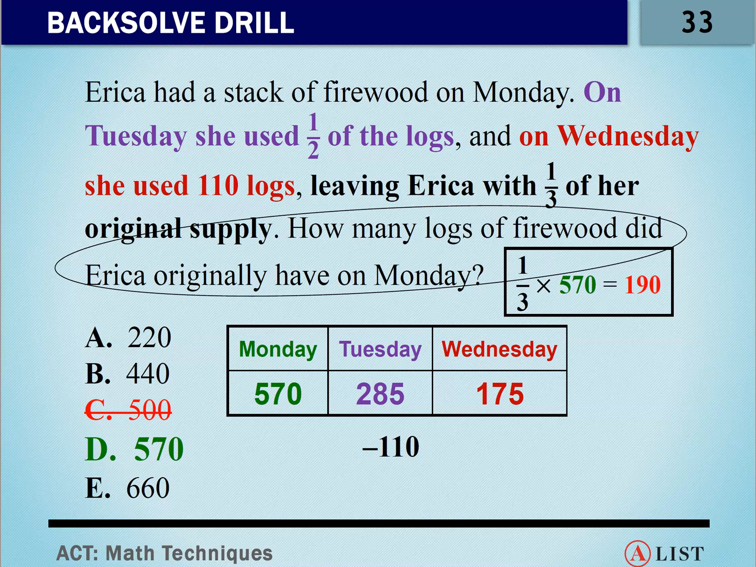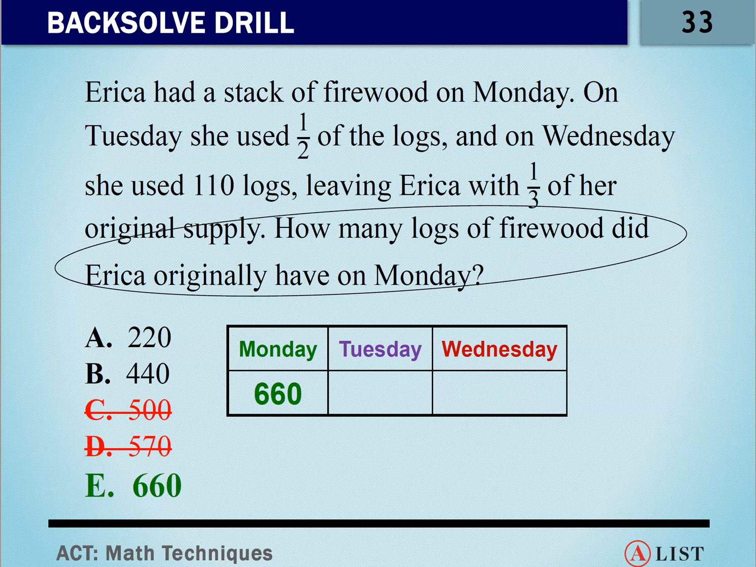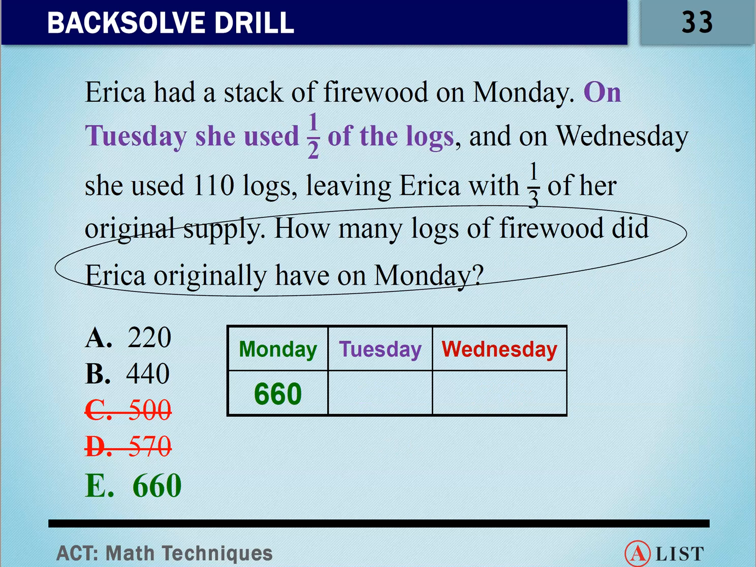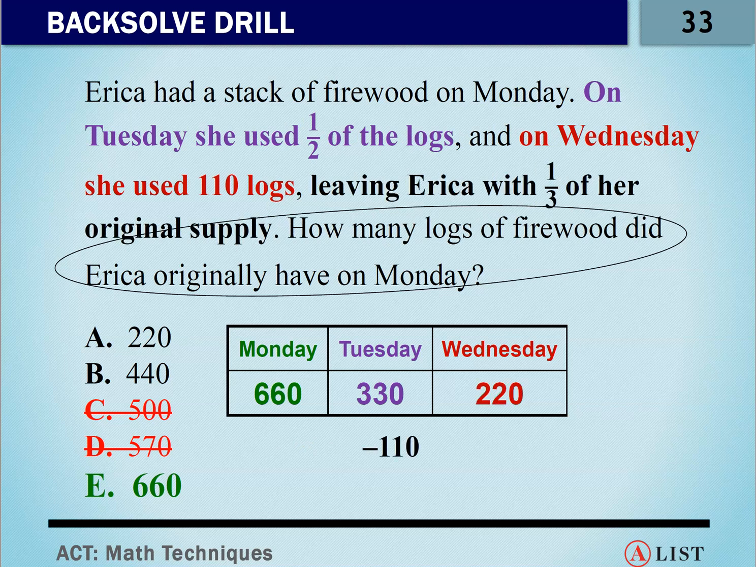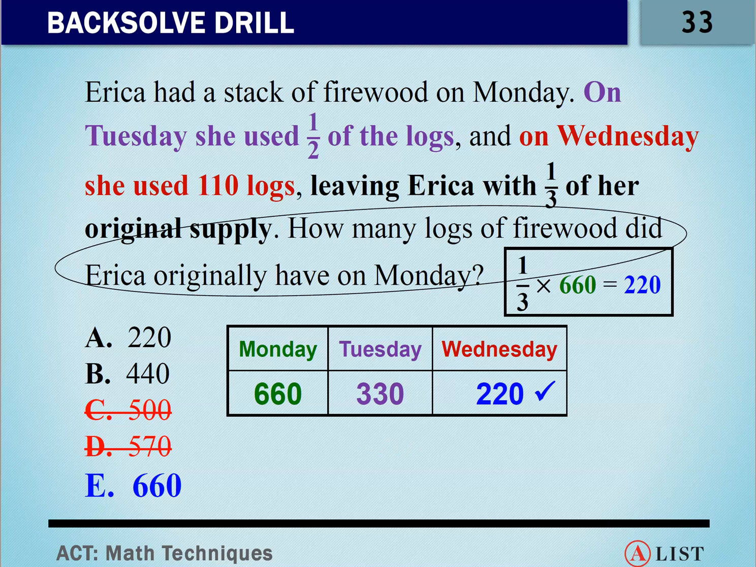Still does not match. So let's go with 660. Use half, we have 330. Then we use 110 logs between Tuesday and Wednesday, so it leaves us 220. And 1/3 of 660 is 220. So letter E is the one that pans out.